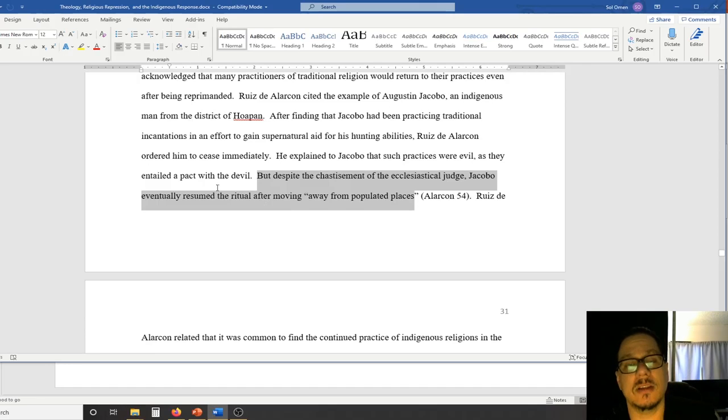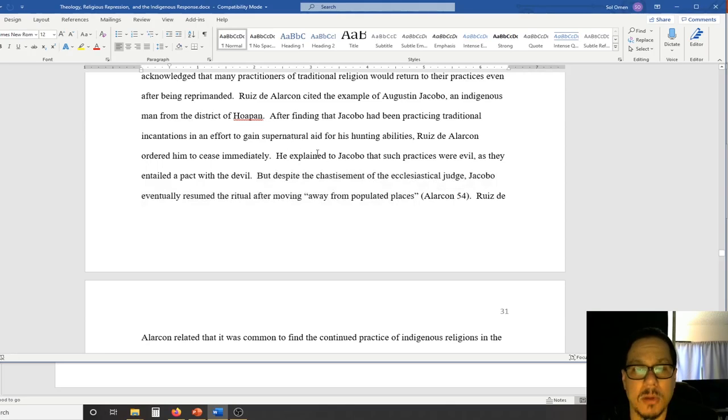So that's basically my claim that I was making in my topic sentence. And so I built up, I gave you a little bit of background on what was going on. People were practicing even though they were punished. And then I give you an example of a specific person. This is evidence. I'm showing you that a specific person actually did go away from populated places and continue to practice his religion.